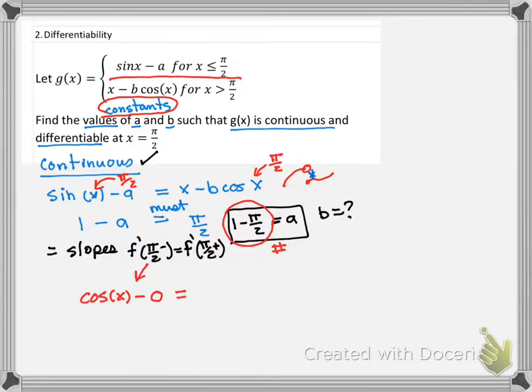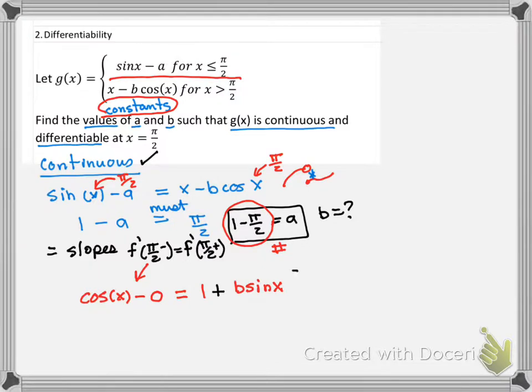The next side of the equation, the derivative of x is 1. The derivative of b cosine x will be minus b sine x. Well, these two negatives become a positive, so I'll just erase them and make a plus.